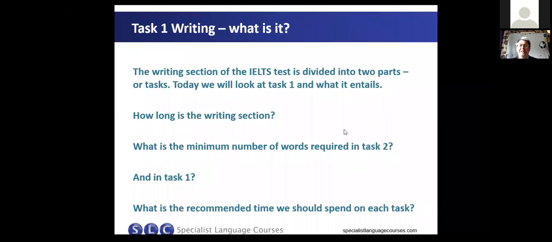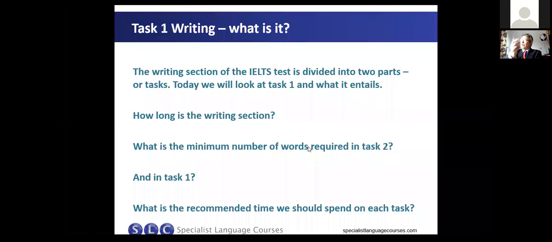So how long is the writing section? I'm sure you all know it's 60 minutes long, 1 hour. That covers both tasks. We'll have Task 1 and Task 2 to do within that 1 hour. So what is the minimum number of words required in Task 2? Okay, yeah, so 250 in Task 2, and in Task 1, is that the same or different? Okay, in Task 1, 150.